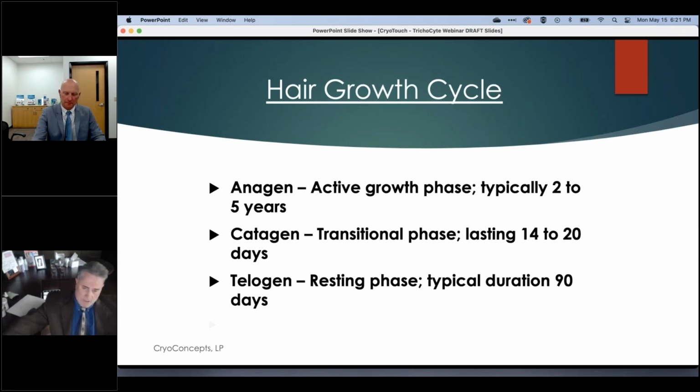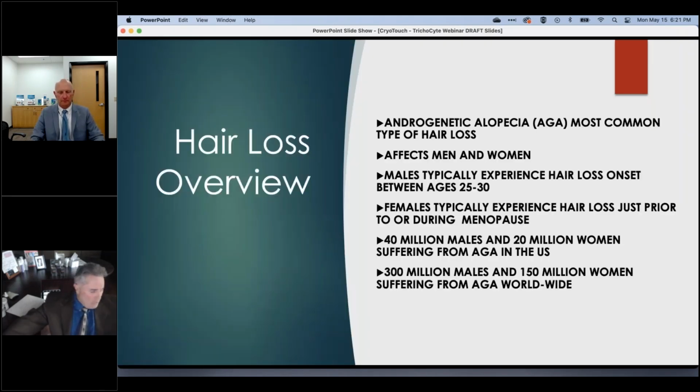So if we move to the hair loss overview, we find that in both males and females, by far the most common presenting phenotype is androgenetic alopecia. And that's over 95% of those who will come into your clinic complaining about hair loss. Males typically begin to experience loss of hair at 25 to 30 years of age, females a little bit later in life, either just prior to or as part of menopause. In terms of population in America, conservatively 40 million men, 20 million women. Extrapolate that out worldwide, and you're talking about 300 million males, 150 million females.